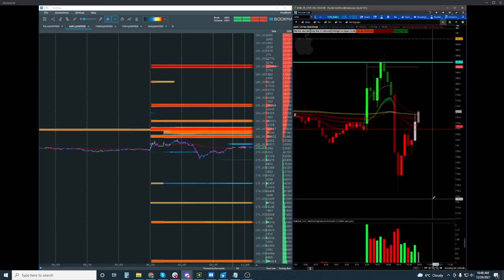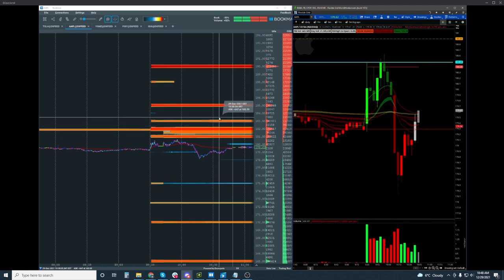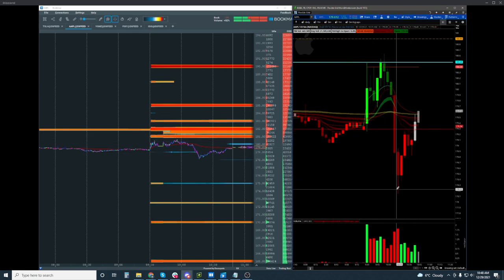Now, when I'm looking at Apple, I'm staying with my thesis that this is a distribution pattern. But as I said, I need the flow to confirm it and to see a stair-step down pattern. The price is basically bouncing from that 178 and is still in this trading range. So for me today, Apple is not to be traded until I start to see the stair-step down pattern.